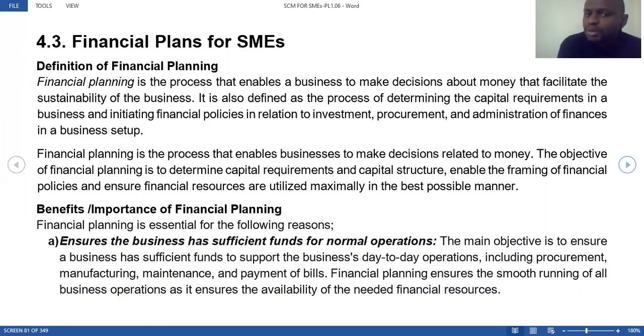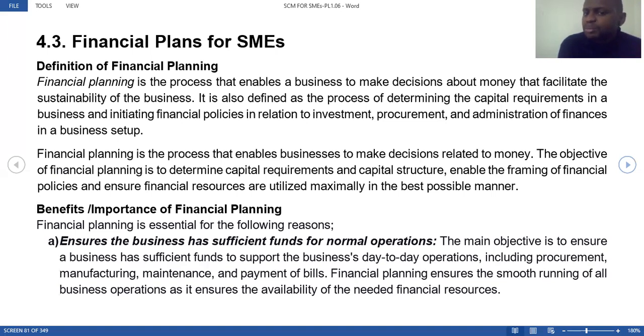So financial planning is the process that enables a business to make decisions about money that facilitates the sustainability of the business. So a financial plan will help you to plan for your money so that you know exactly how you are going to use it, or the decision about the money that you are going to spend. And this decision will help your business to be sustainable in the unknown future. And the main reason why companies are operating is to be sustainable in their business for a very long time.